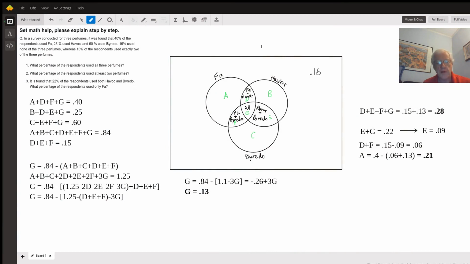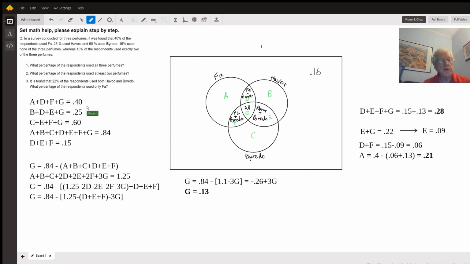Hi, Krugen. I thought it might be helpful to have a little visual correspondence to the equations, which are fairly complicated. So I set up this Venn diagram for the three perfumes and labeled each section, as you see, A, B, C, D, E, F, G, all those in green. And altogether, they come up to 0.84 because we know 0.16 is everybody else.